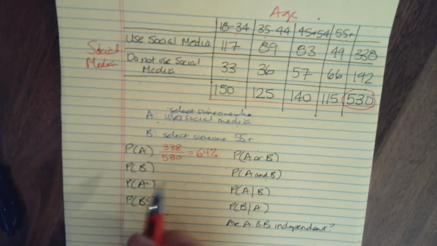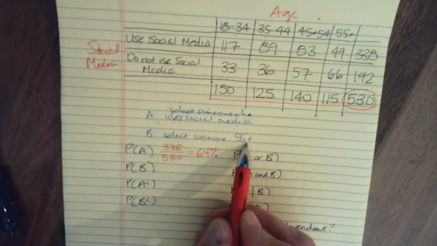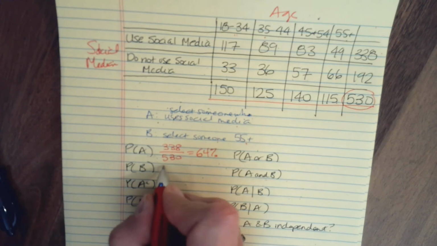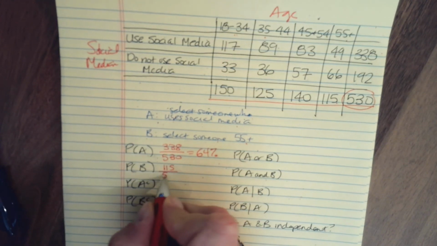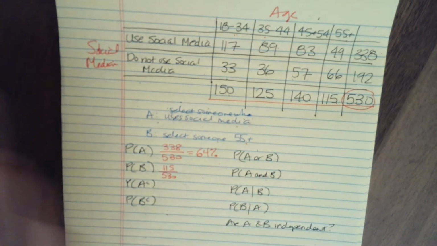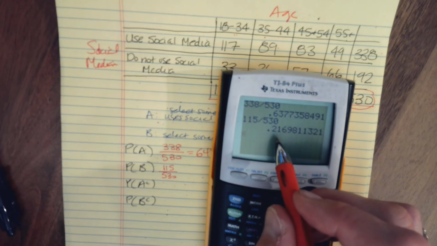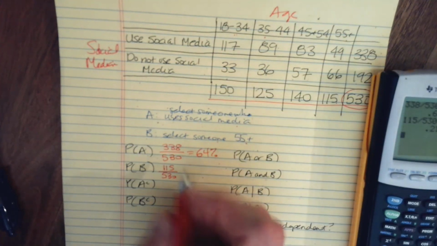For B, this would be that I select someone 55 or older. Well, there were 115 of those people out of the 530 in the sample. So 115 divided by 530, and again I'm going to round to a whole percent, so that would be about 22%.